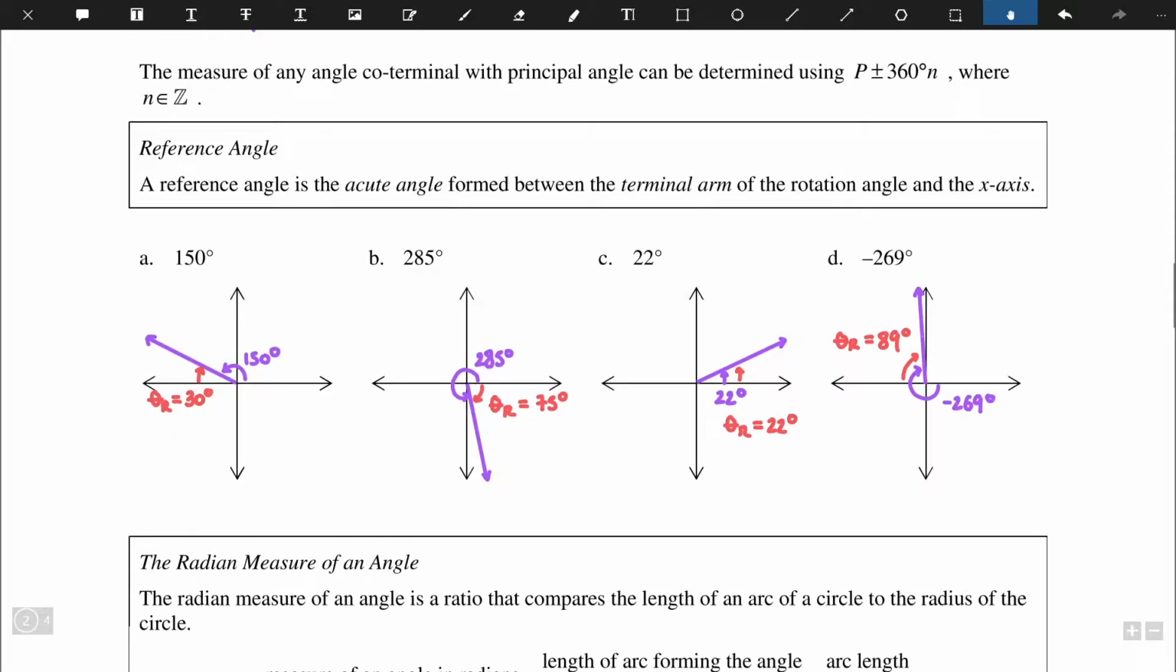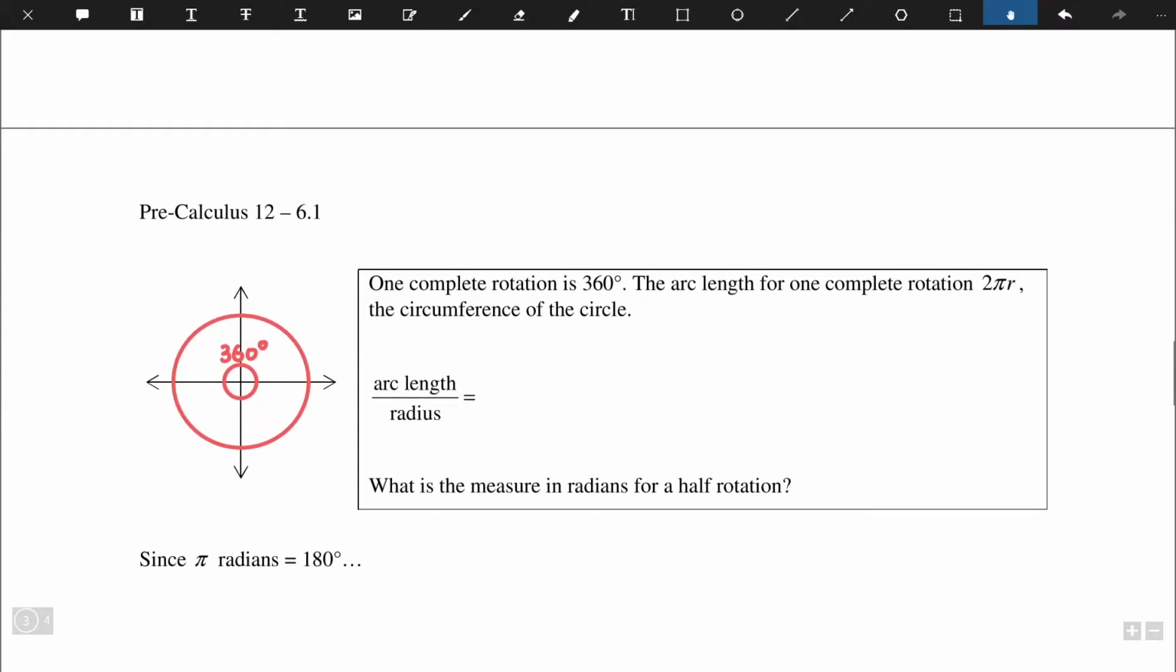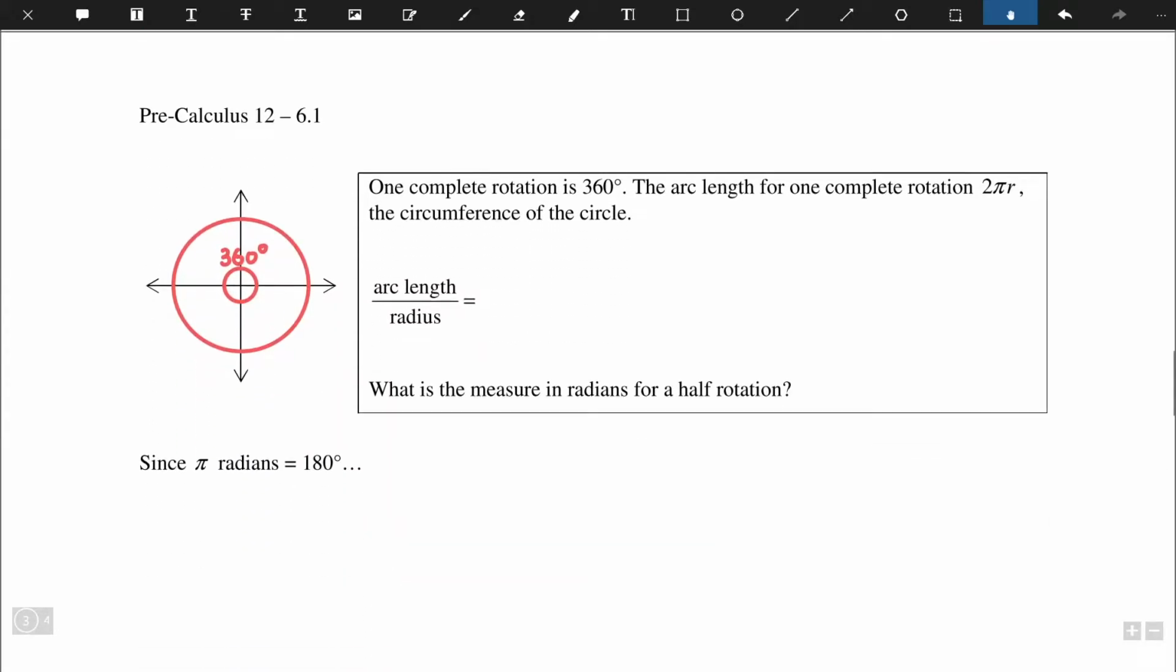So an important part of this unit is using radian measure of angles instead of degree measures. So we'll look at what a radian measure is. The measure of an angle in radians is the length of the arc forming the angle divided by the length of the radius. In short, arc length divided by radius. So what does that mean? Consider what happens if we go all the way around the circle, so 360 degrees like we have here. And then this will be the arc.